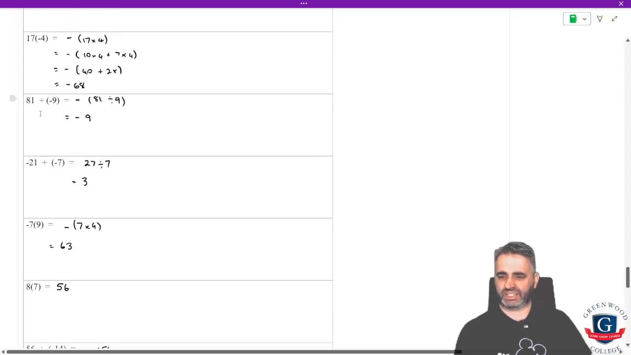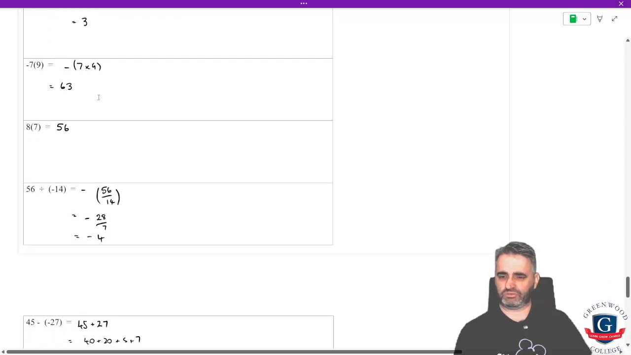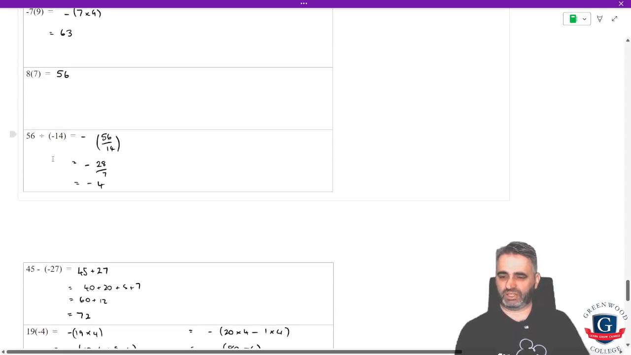81 divided by negative 9, so the answer is going to be negative. 81 divided by 9 is 9, the answer is going to be negative 9. Negative 21 divided by negative 7, negative divided by negative is positive, 21 divided by 7 is 3, the answer is going to be 3. Negative 72 divided by 9, negative times positive will be negative, 9 sevens are 63, 8 sevens are 56, no thinking required there.